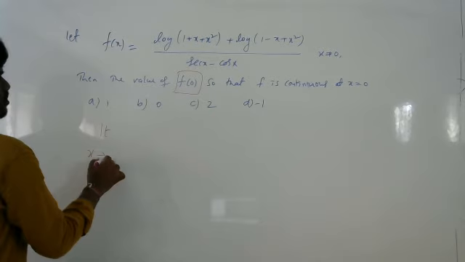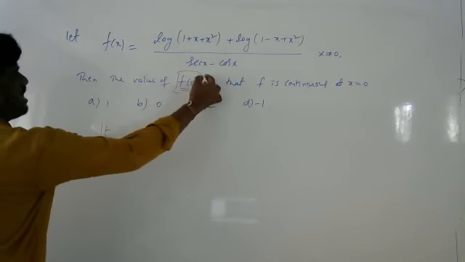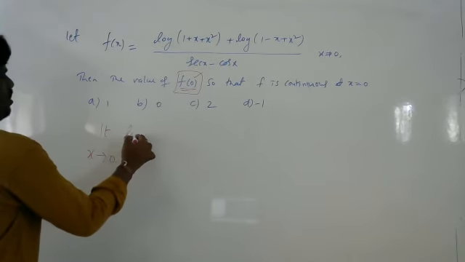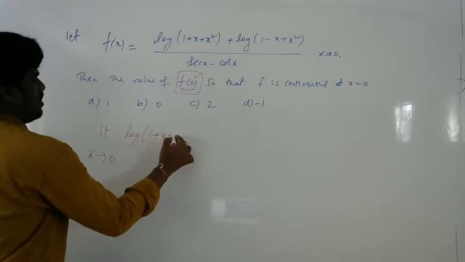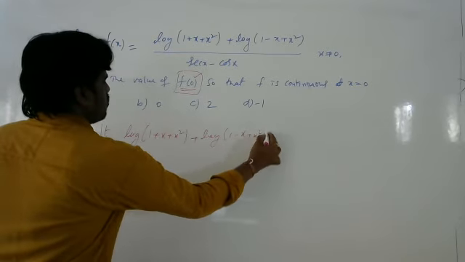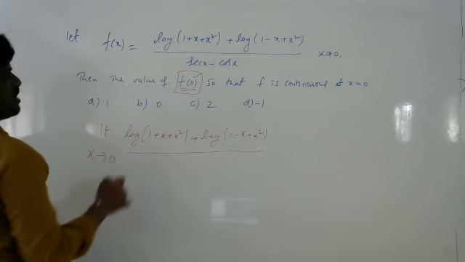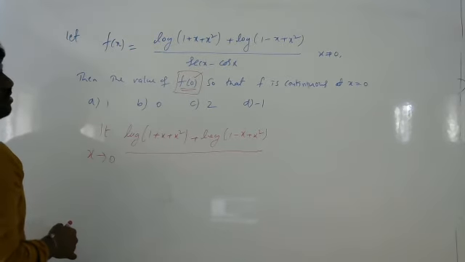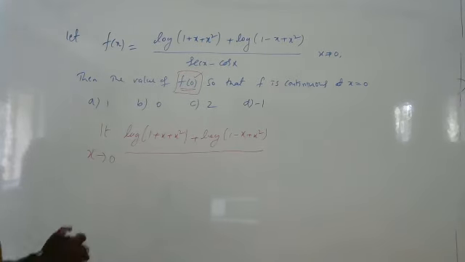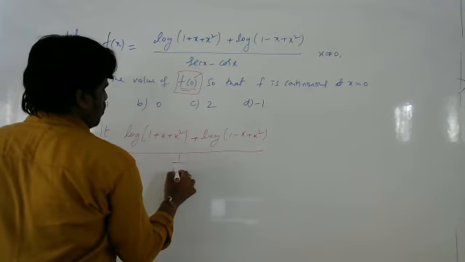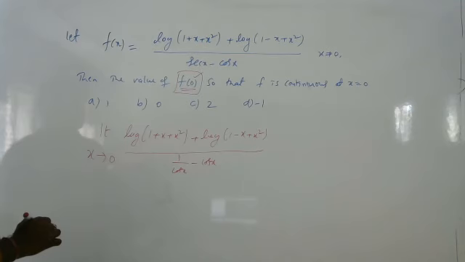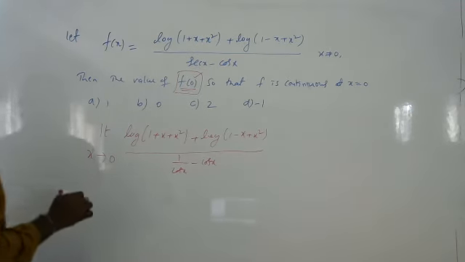Limit x tending to 0, 0 पर check करना है, because he is asking f of 0. So you have to check for 0. Limit x tending to 0 of log 1 plus x square plus log 1 minus x plus x square divided by sec x minus cos x. What can I write sec as? Sec I can write 1 by cos. 1 by cos x minus cos x. Correct?